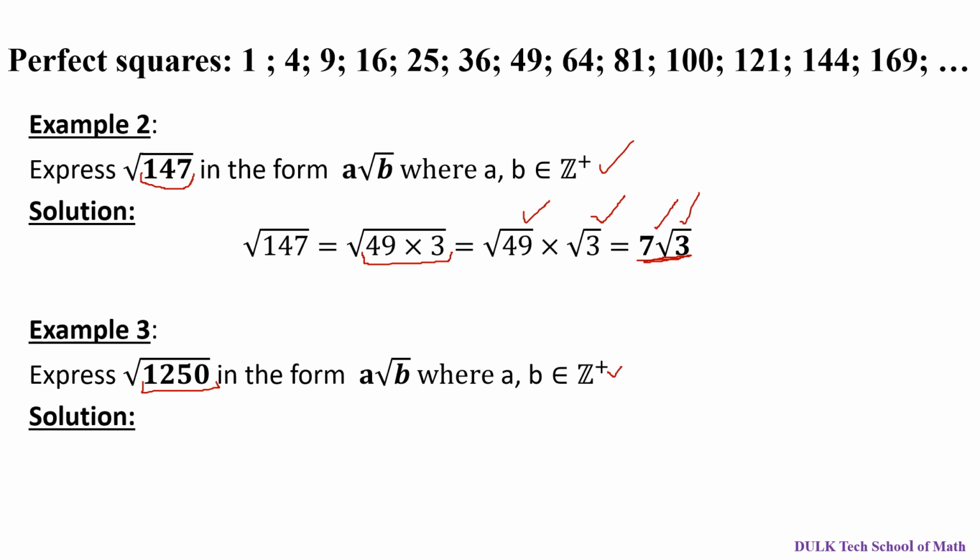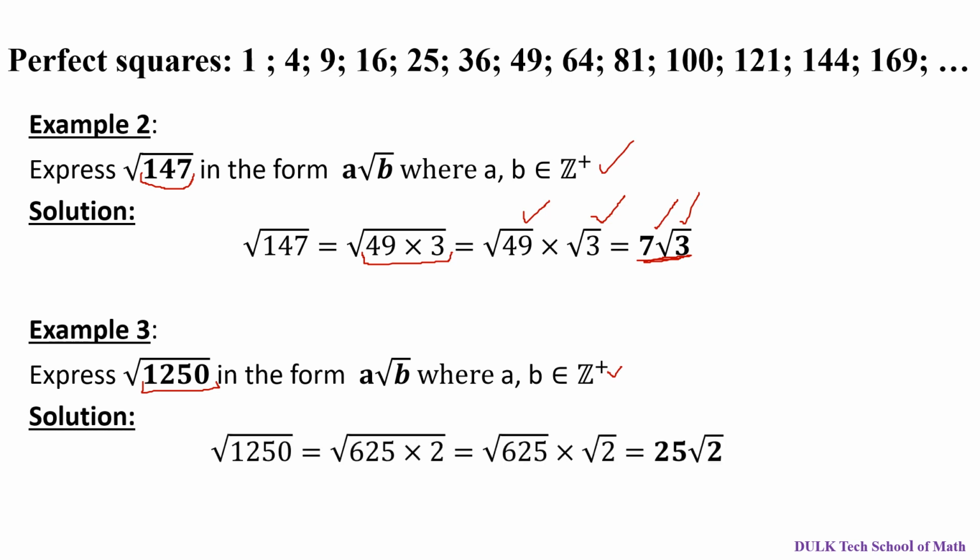So we can express 1250 as a product of 625 and 2. Then we can distribute the square root as usual. The square root of 625 times the square root of 2, and the square root of 625 is 25. The square root of 2 is an irrational number, so we'll leave it in this form. This is our final answer. Both 25 and 2 are positive integers.